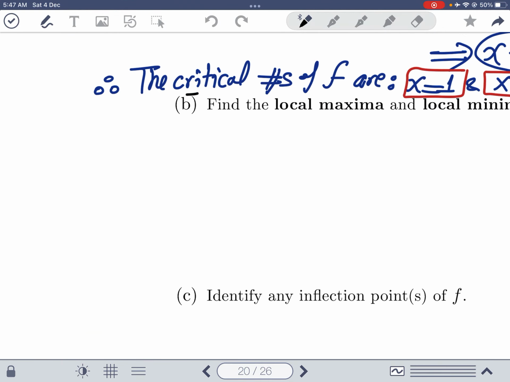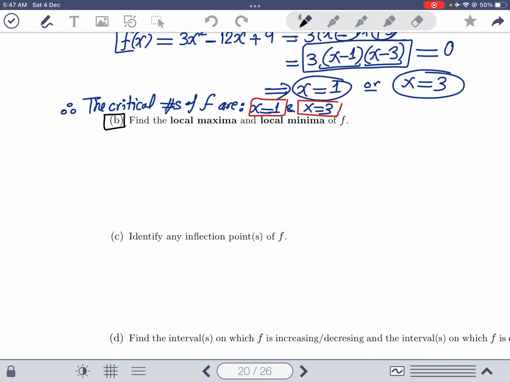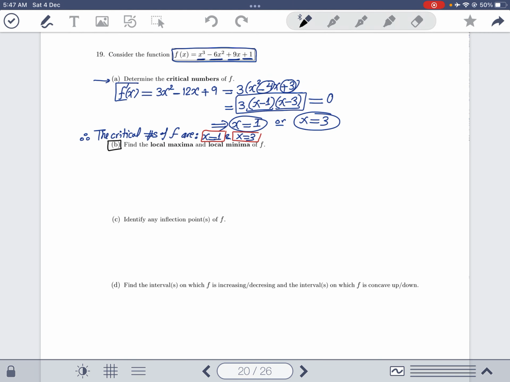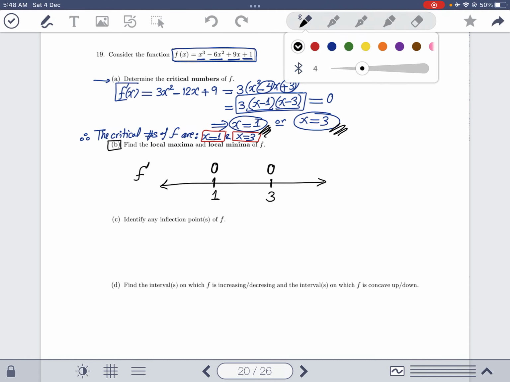So let's see. In part B now, find the local maxima and local minima of f. Okay, so you draw a real axis and put the zeros of the derivative that you found, 1 and 3. You just found them in the previous part. And at them, the derivative is 0. That's what you found. That's why they are critical numbers of f. And so now, if you take a number less than 1, let's say you take 0 and replace it in the derivative, this will give you a positive number. So this is plus here.